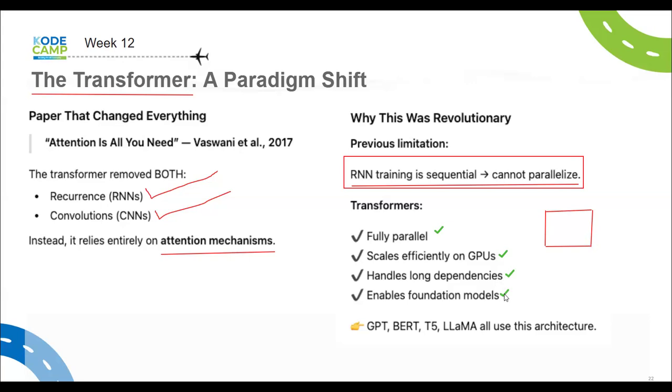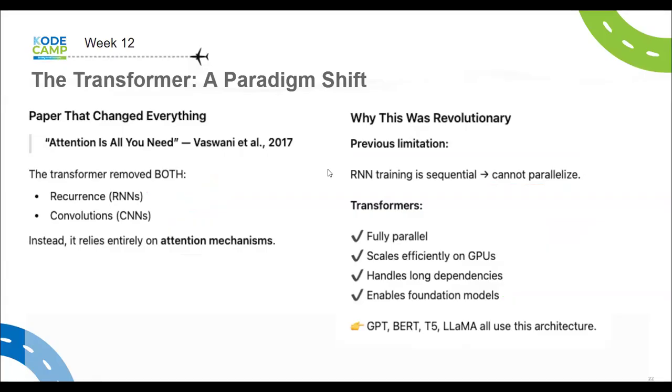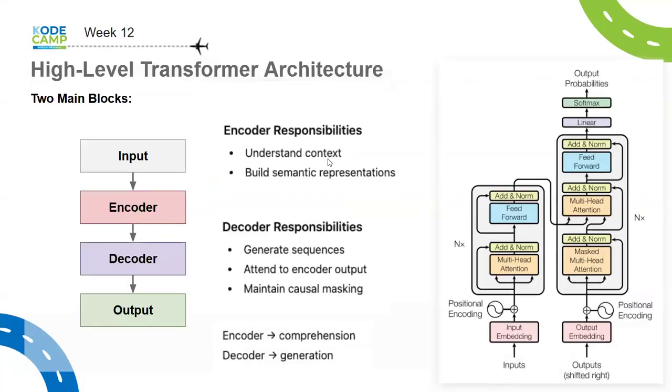And that is what enabled these foundation models, which we're going to talk about in a bit. We talked about foundation models. We'll talk about GPT, which is a decoder-based model. We talked about BERT, which is an encoder-based model, T5, Llama, and all of these. They all use this transformer architecture. So in today's world, the large language models that we are hearing of, the GPTs, the ChatGPTs, and all of that, all use the transformer architecture.